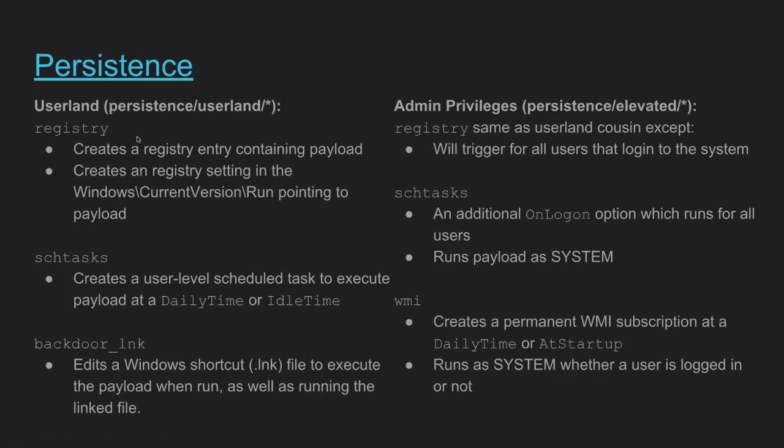This whole left column will only be under the user's context. So when this user logs into the system, when this user is active, a scheduled task will execute a payload at a certain time of day. I haven't used this backdoor link one, but it's an option. It basically takes any Windows shortcut that you point it at, and it'll embed a payload in the back of that as well, or add a launch option, so that when someone clicks on that link, it will still open the link, but it'll also execute a payload.